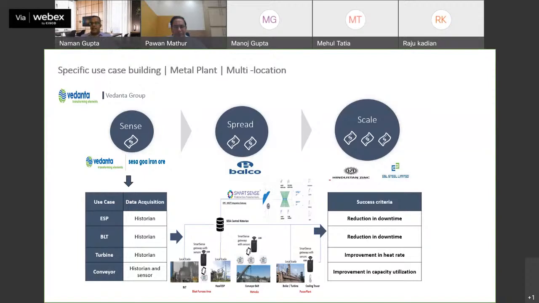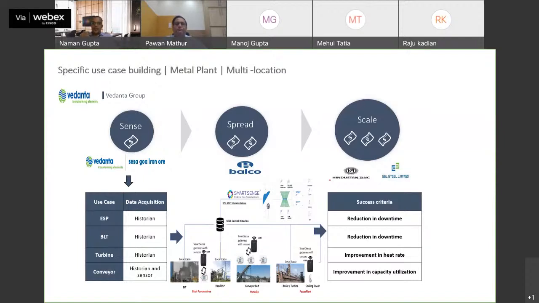And the basic success criteria of all of these four projects was: for ESP, it was to reduce the downtime. For BLT, it was also to reduce the downtime. For the turbine, it was to improve the heat rate. And for the conveyor belt, it was to improve the capacity utilization.